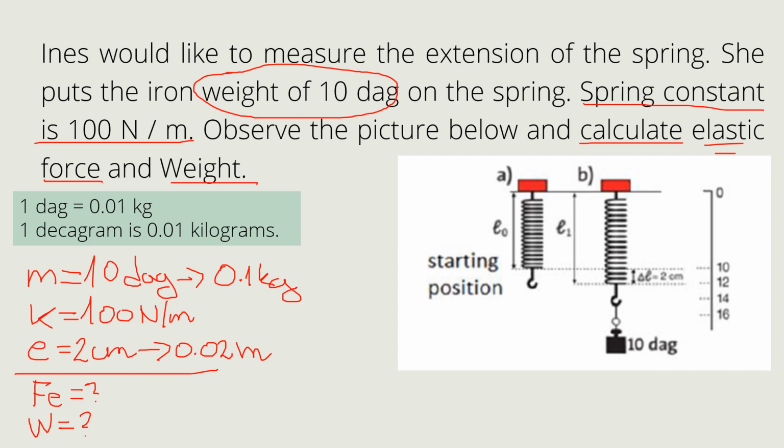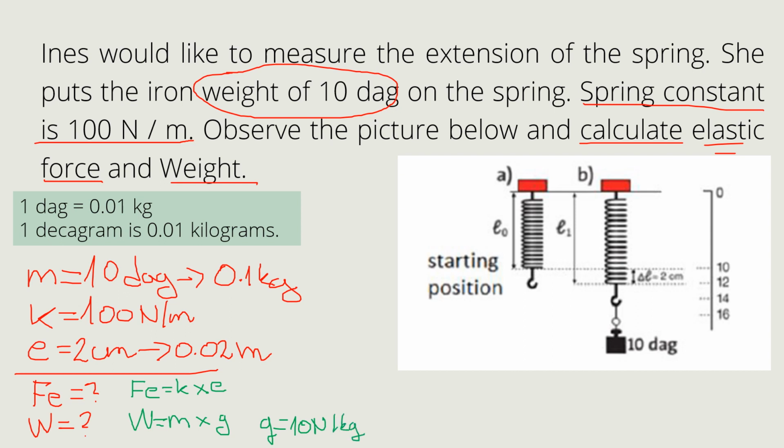The next step, we need to write down the formulas. The formula for elastic force is equal to spring constant, which is k, times e, which is extension. Then the formula for weight is mass, which is small m, times small g. Small g is gravitational field strength. Because this task doesn't mention any other planet, you should assume that you are on planet Earth. Small g for planet Earth, we will round it, and it's 10 newtons per kilogram.